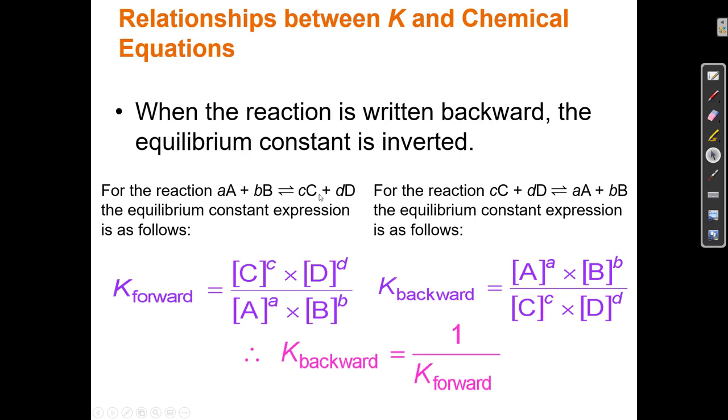So for this reaction, I do products, C and D, over reactants, A and B. And for the reverse reaction, I do products, A and B, over reactants, C and D. So I just flip them. So the equilibrium constant for the backwards reaction is equal to 1 divided by the equilibrium constant for the forward reaction, and vice versa. They're just the inverse of each other.